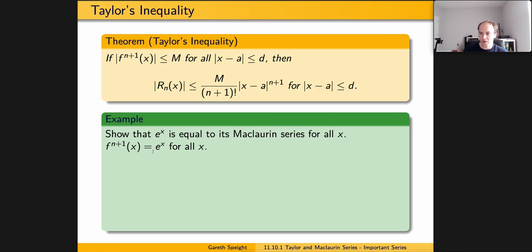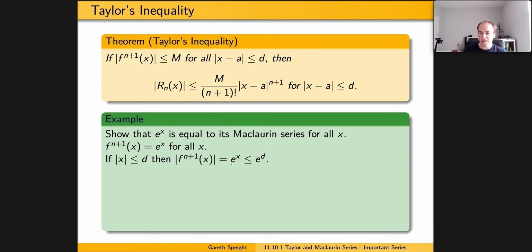So we're going to want to start by bounding the n plus first derivative at x. Since the derivative of e to the x is always just e to the x, we're in good shape, because the n plus first derivative is just going to be e to the x. Then we want to bound e to the x, where absolute value x is less than or equal to d. So here a is 0 because we're doing the Maclaurin series, the center is 0. So absolute value x less than d means that x is between negative d and positive d. So we have to bound e to the x between negative d and positive d.